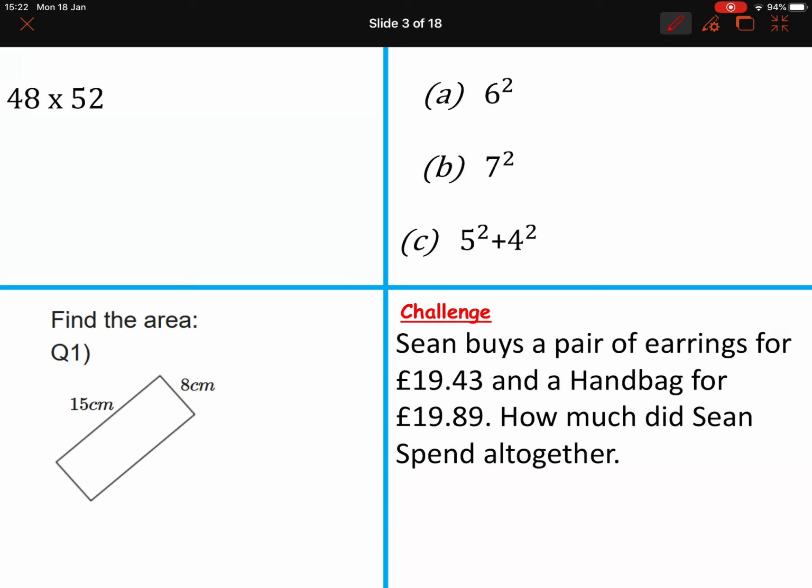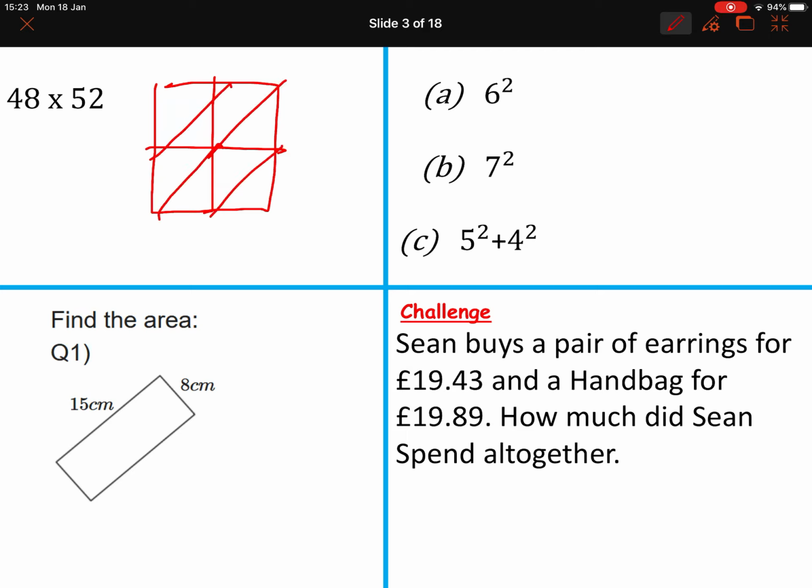Okay, so well done. Now, I just want to recap over your long multiplication. So when you do 48 times 52, there are so many ways of doing it. The way I would prefer to do it, though, is using the Chinese box method. All right? So you want a grid that looks like this with lines going across the diagonals. Put 48 on top and 52 at the bottom. Okay? It doesn't matter if you switch them around.